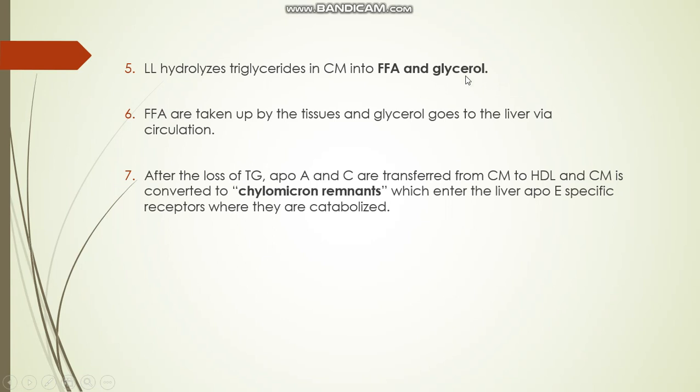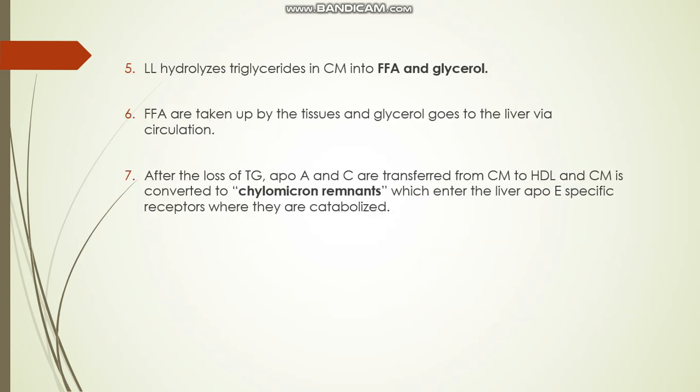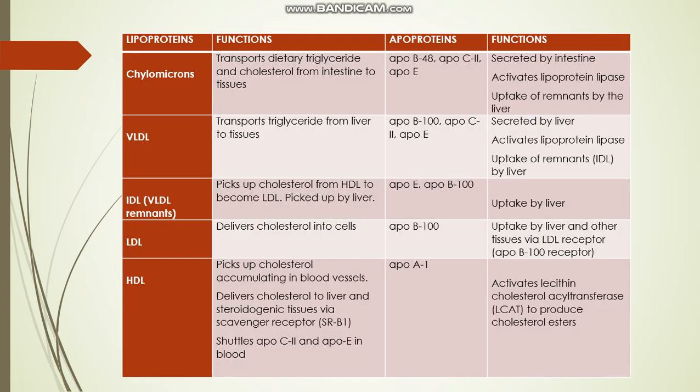The free fatty acids are taken up by the tissues for their cellular activities, and glycerol goes into the liver via circulation. After we've lost about 90 to 95% of all of the triglycerides from our chylomicrons, the apoproteins A and C are transferred from the chylomicrons to the HDL, and the chylomicron is now converted to a chylomicron remnant, which enters the liver via apoprotein E specific receptors, where it is broken down. So as you can see, first we had the nascent chylomicrons, which turned into active chylomicrons, and then finally the chylomicron remnants.